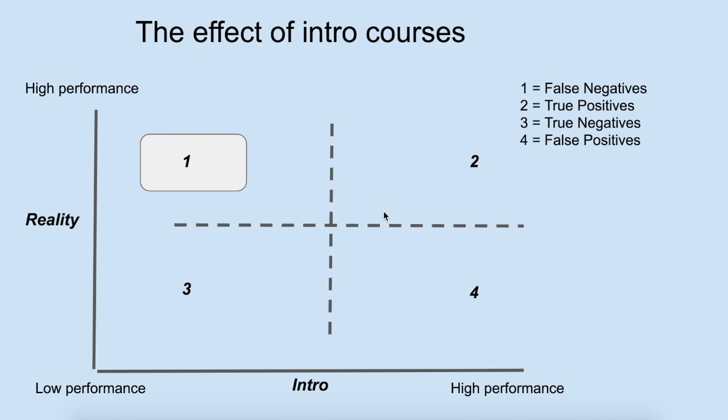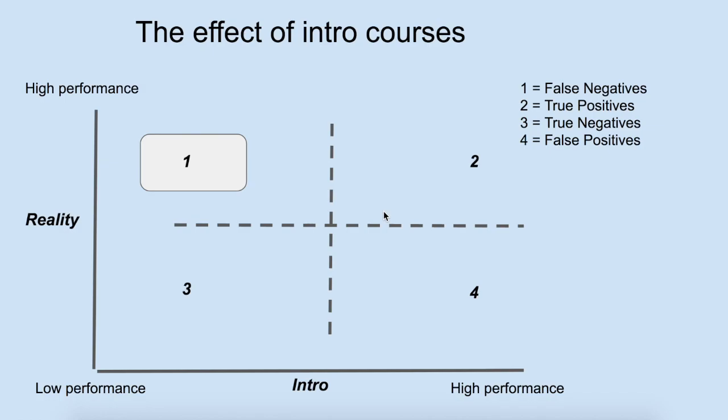And that divides the space up into four possibilities. There are, in quadrant 1, the false negatives. That's people who actually would be successful in subsequent classes or on the job, but whose performance in the introductory class was poor or who withdrew. We'll come back to them in a minute because that's going to be the main focus of my presentation. There are the true positives, that is the folks who did well in the intro class, will in fact do well in subsequent classes, will in fact do well in the workplace.